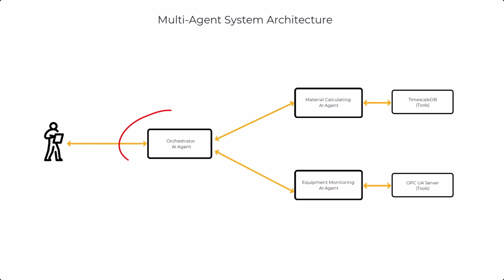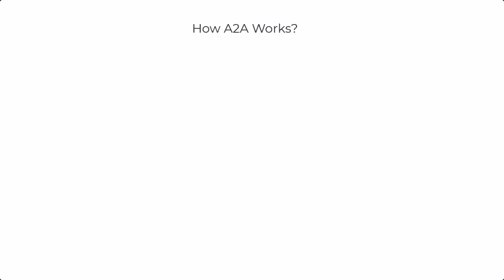And third, an orchestrator agent that coordinates the other two. When you ask about production feasibility, the orchestrator knows which specialist to consult, how to combine their insights, and how to make the final decision. Now, these agents don't need to know each other's internal implementation. They communicate through the agent-to-agent, or A2A, protocol using standardized messages. Let me briefly explain how Google A2A works so that you have the relevant context to follow along with this demo.